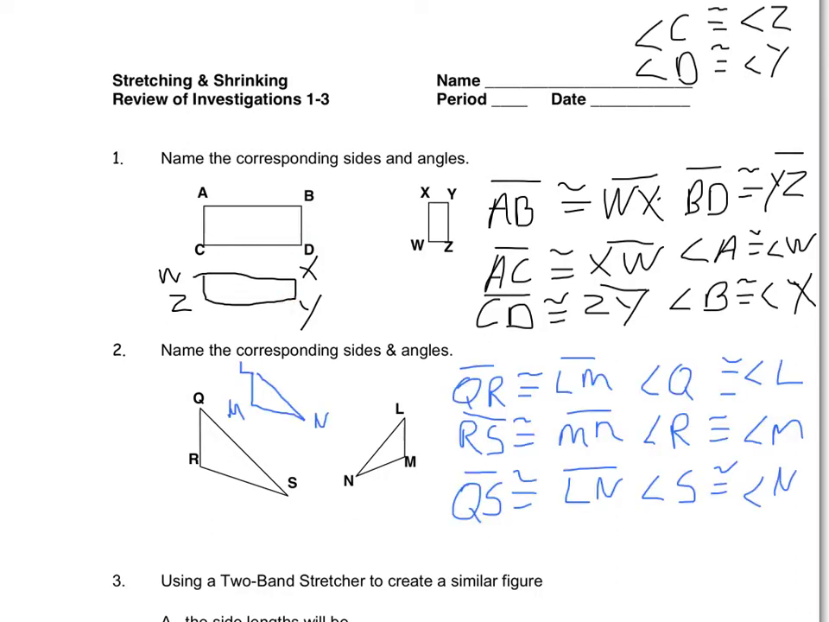Okay, for number 2, name the corresponding sides and angles. So it's the same kind of thing. What I did was I just redrew this triangle so that it's in the same direction as QRS. So LMN is going to be in the same direction as QRS. So side QR corresponds with LM. Side RS corresponds with MN. Side QS corresponds with LM. And then the same thing with angles. Angle Q corresponds with angle L. Angle R corresponds with angle M. Angle S corresponds with angle N.